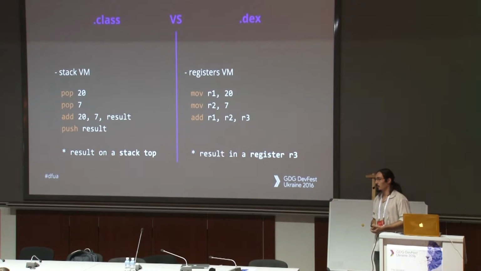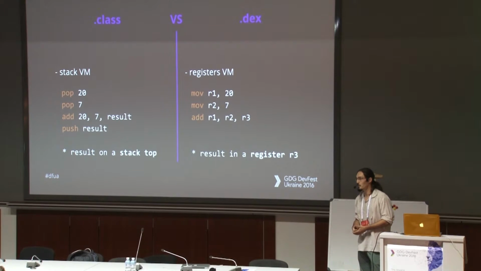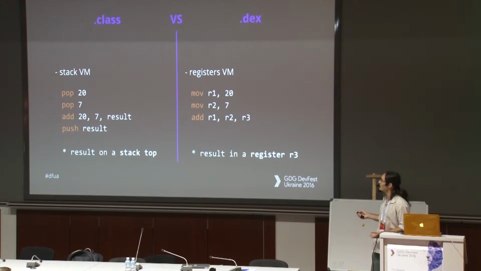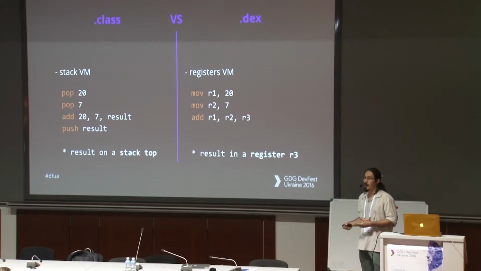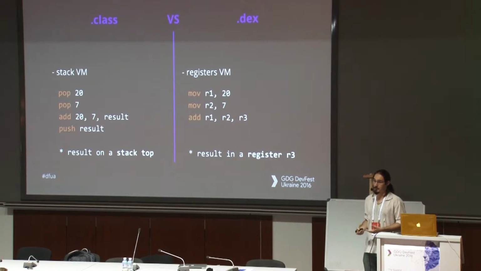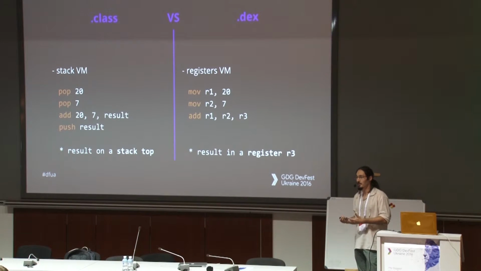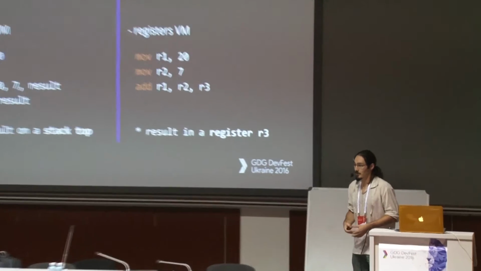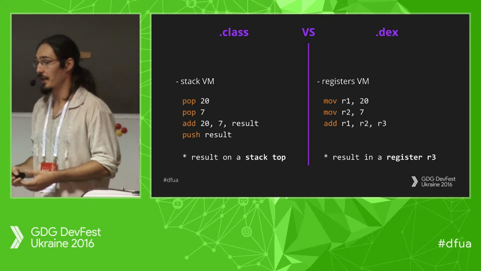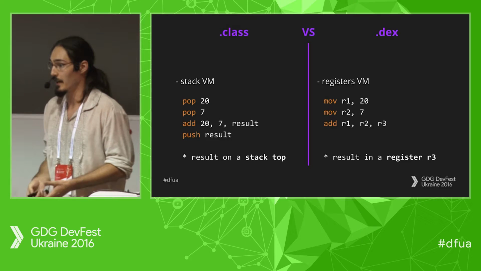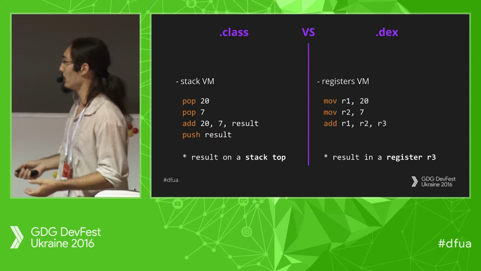Why is it better for mobile devices? Because most modern CPUs use a register-based architecture. And if the bytecode is already register-based, it's easier to convert it into real binaries. The virtual machine can be smaller and simpler, and that's important for a mobile platform.